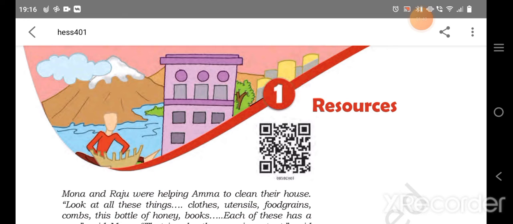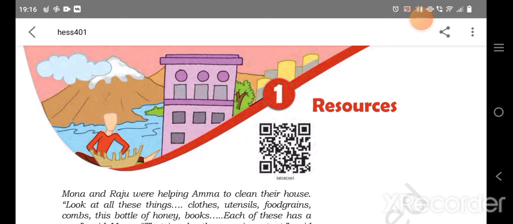A toothpaste is a resource. A toothbrush is a resource. The things that you may consider useless are also resources, right? Like the things that we give to the kabadiwalas, those things are later developed and then they are usable again. So they are also resources.